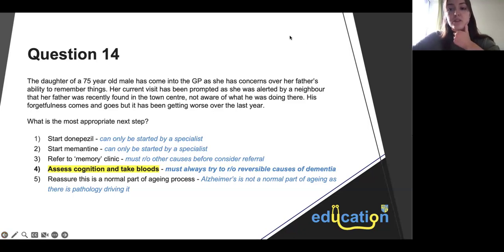Common reversible causes are things like pseudo dementia, so when they have depression, that can often in the elderly manifest as a bit of cognitive impairment. Others include hypothyroidism, normal pressure hydrocephalus, and hypoglycemia, for instance. So there are lots of different things that could cause their cognitive impairment, which you would want to rule out first.